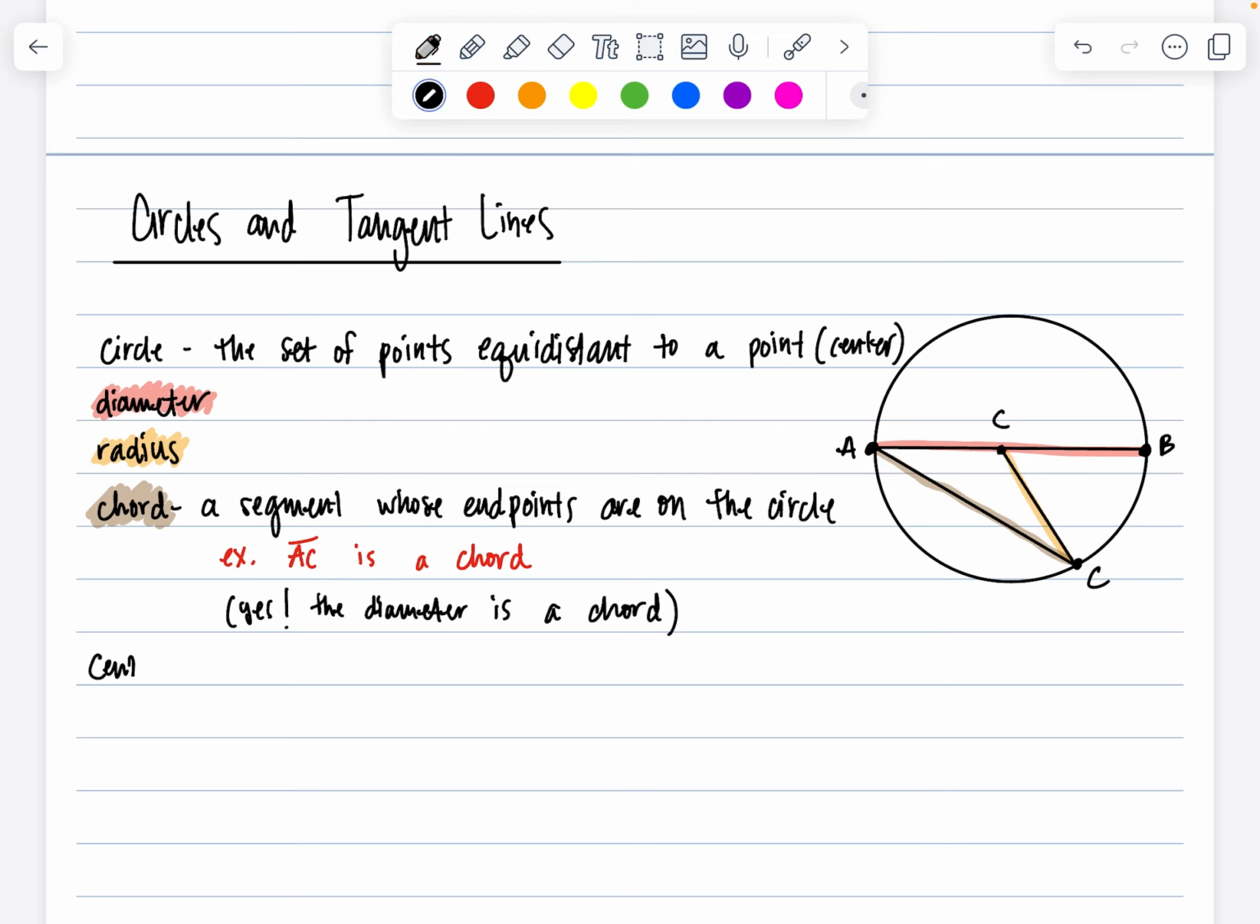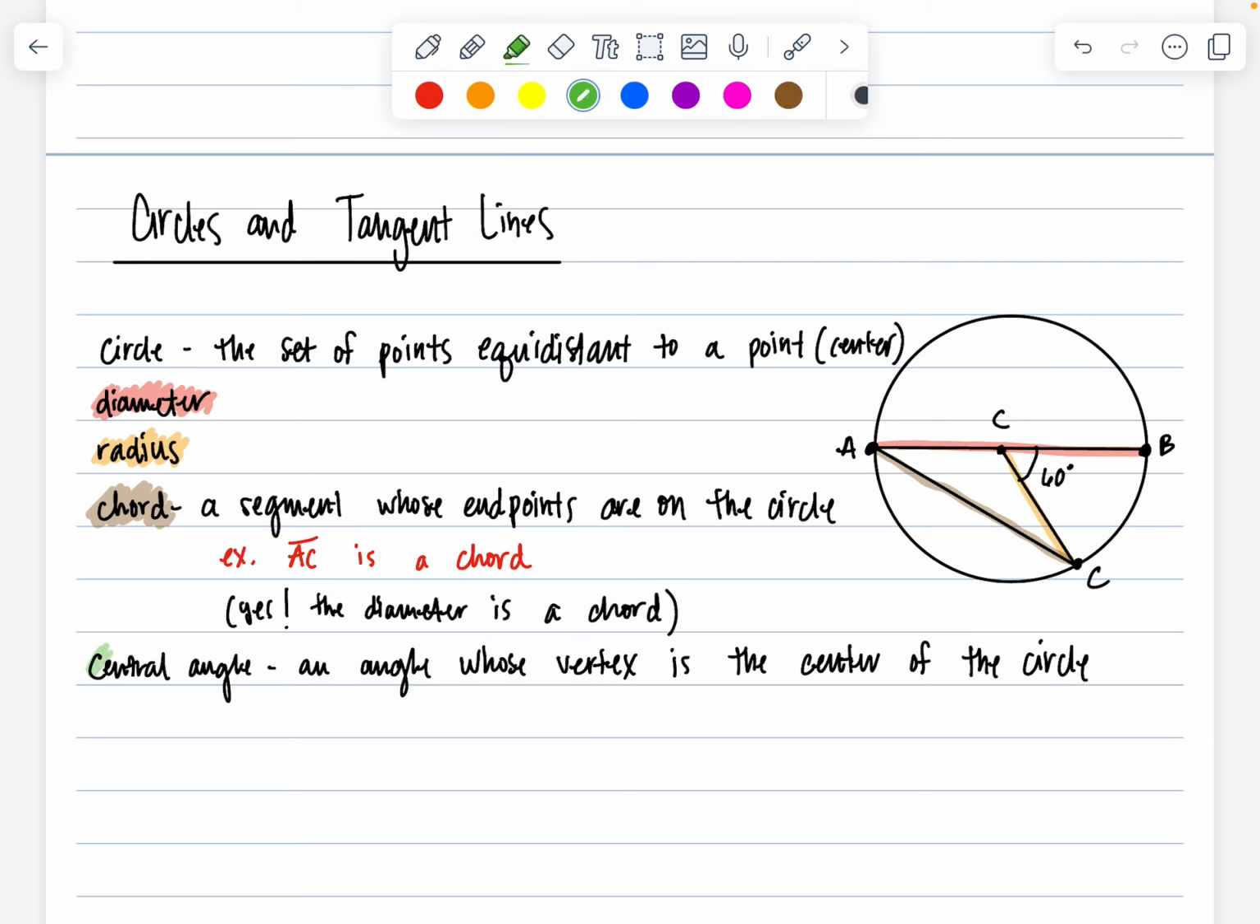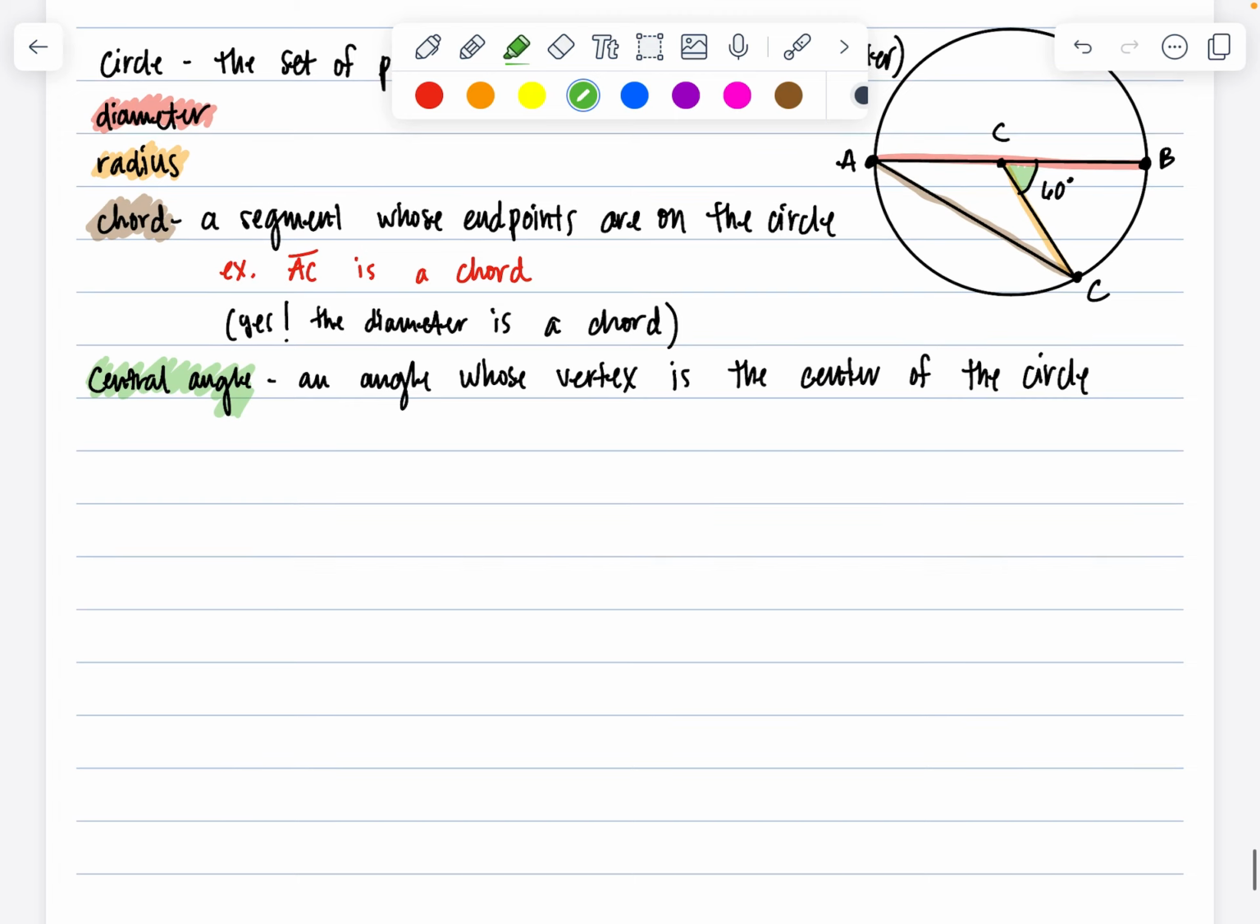Central angle. This is also something we talked about. A central angle is an angle whose vertex is the center of the circle. Okay, so if we, for instance, draw this here, and let's say put a 60 degrees here, we could say that, I'm going to do this in green, the central angle, I'm going to put that in green, is 60 degrees.